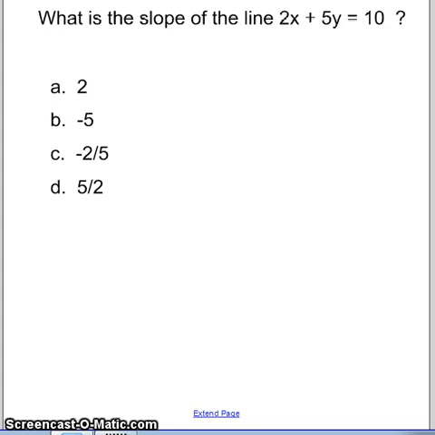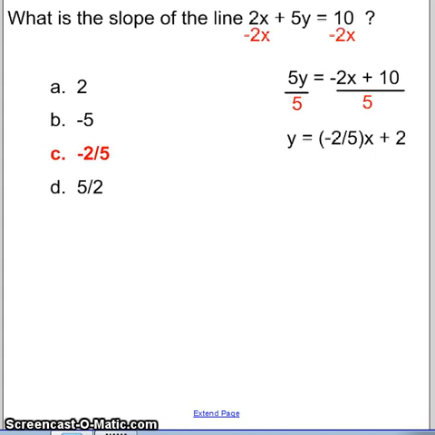It's a little bit more difficult if the line is given to you in standard form because you're going to have to rewrite it in slope-intercept form. So this one's going to take a little bit of work to get y by itself. I have it worked out here for you. Subtracted 2x from each side. And then you're going to divide both sides by 5, and eventually you'll get to -2 divided by 5 is the slope, and so the answer is going to be C.